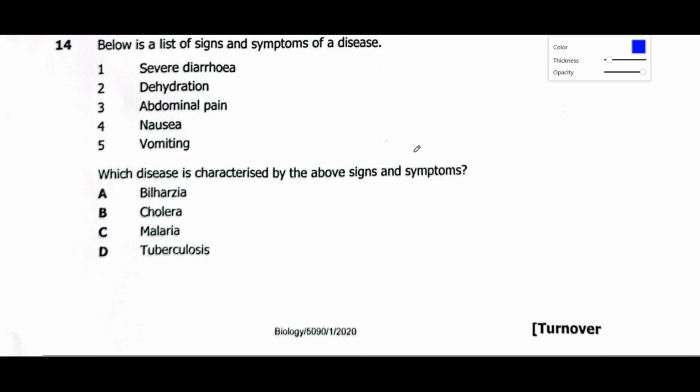Below is a list of signs and symptoms of a disease: severe diarrhea, dehydration, abdominal pain, nausea, vomiting. So this should be cholera. So the answer is B.